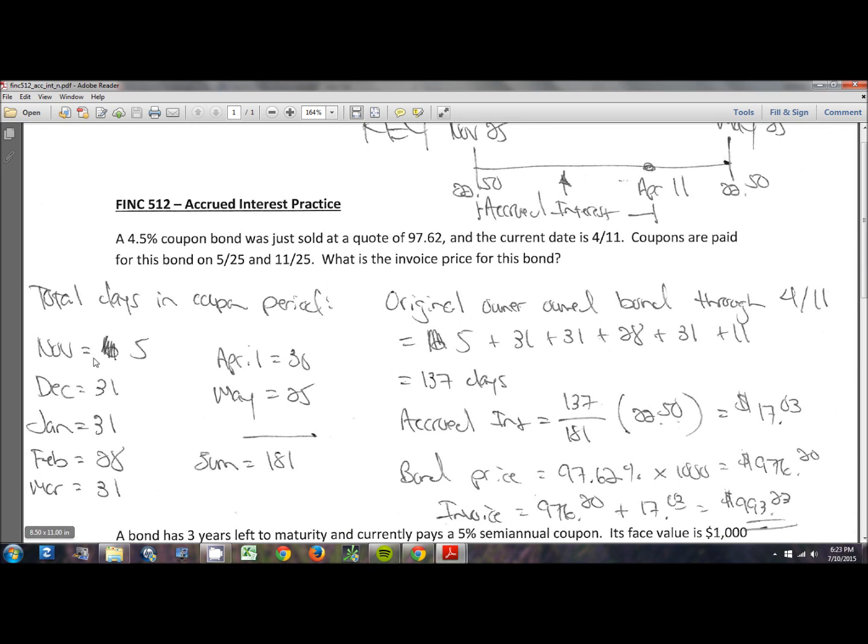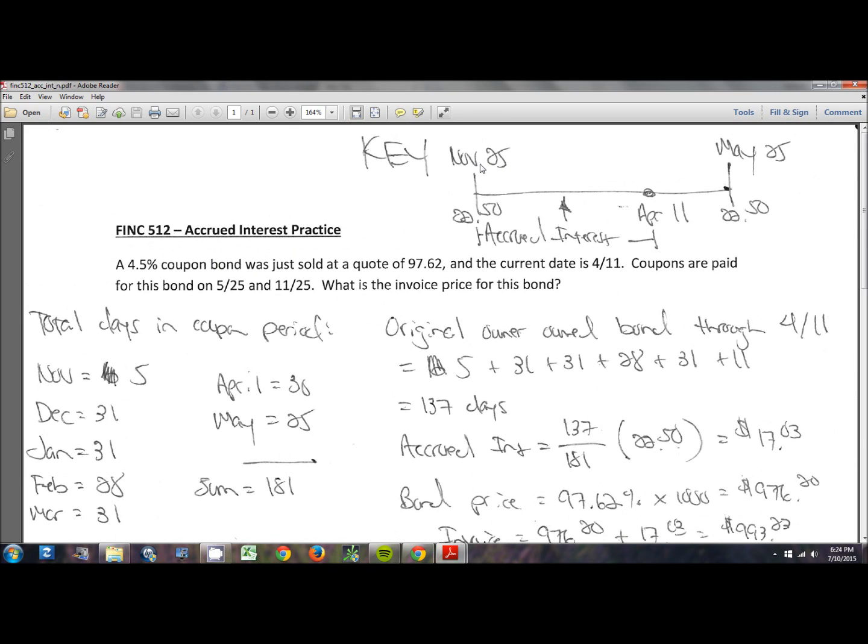Well, how many days are in this coupon period to begin with? You literally have to add up the days between, in this case, I had it right the first time, it's going to be November 25th to May 25th. So there's 5 days left in November, 31 in December, 31 in January, 28 in February, 31 in March, 30 in April, and 25 in May. So there's 181 days total in this coupon payment period.